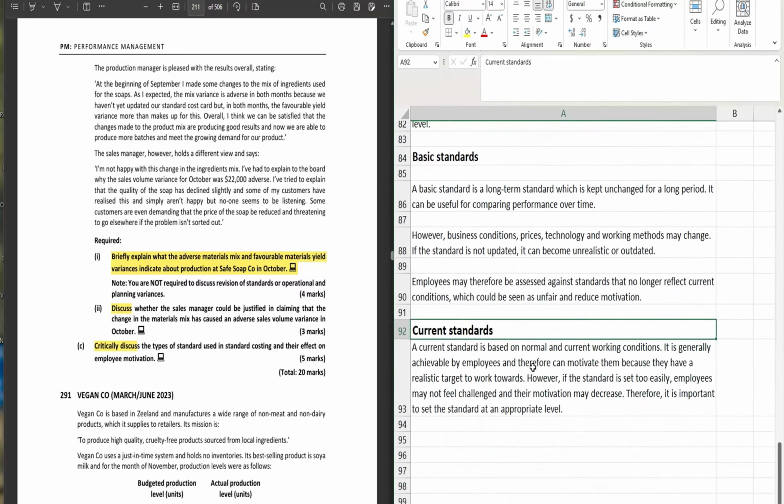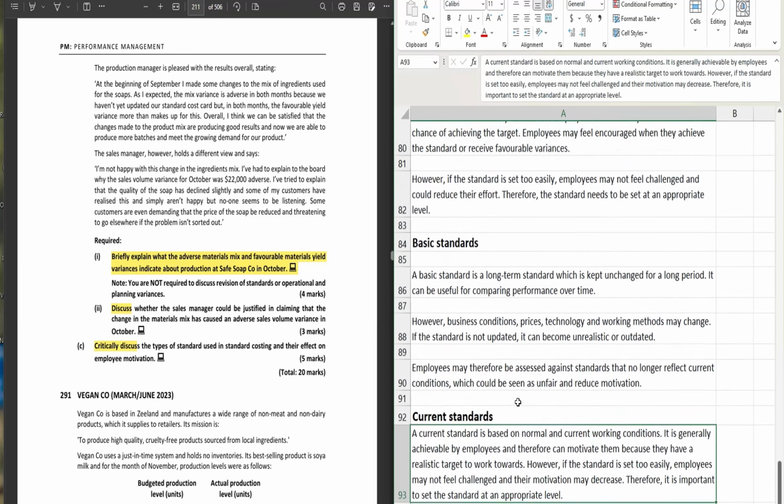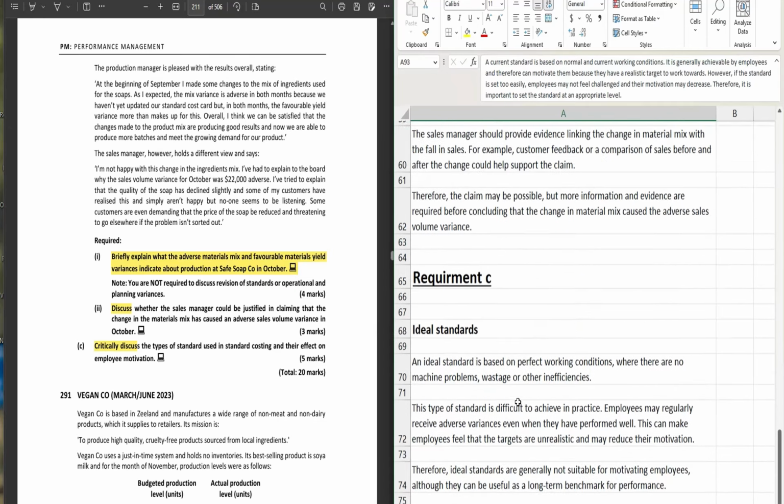And the last one is the current standard, which I have explained here. Current standard means it is normal, based on the current situation, reflecting the current environment. So it is generally achievable by employees, therefore it will motivate them to work hard to achieve their realistic target. However, if again it is very easy to achieve, they will not put in their full effort and their motivation level will also decline. So it is very important to set an appropriate level of standard for the current one. So this is how I wrote down part C of the requirement.